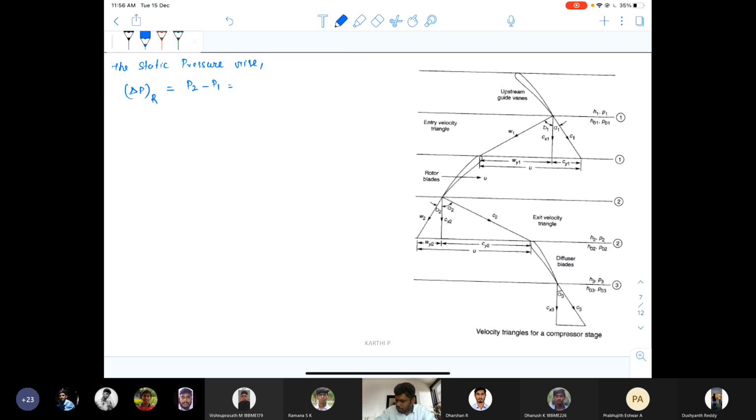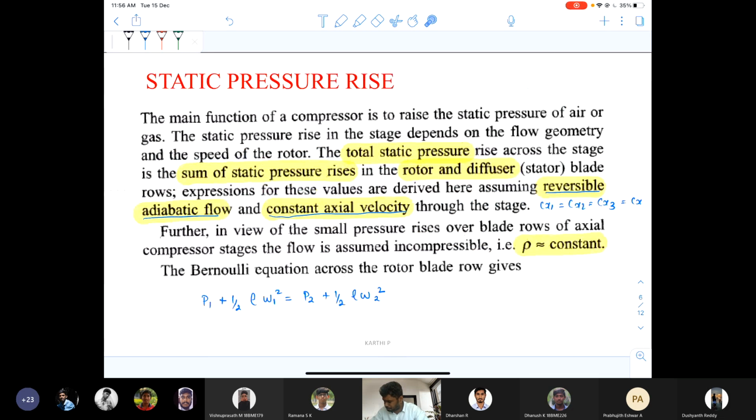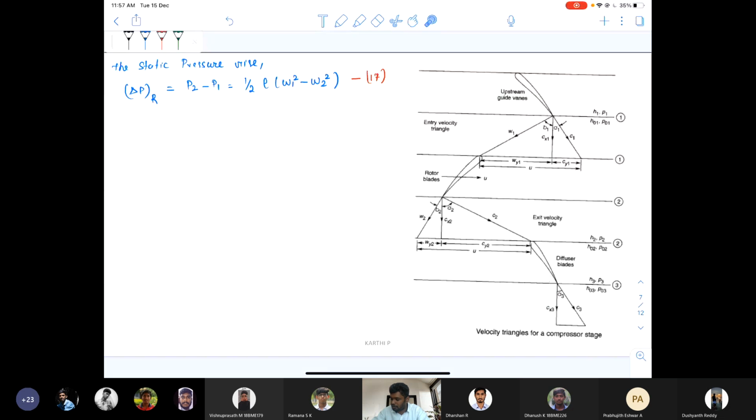Okay, which will be equal to 1 by 2 times rho into W1 square minus W2 square. Consider this as equation number 17. That is, from Bernoulli's equation, we have P1 plus half rho W1 square equal to P2 plus half rho W2 square. We have taken P2 minus P1, and the other term on the other side gives the value of 1 by 2 rho times W1 square minus W2 square. This is how this equation has arrived.